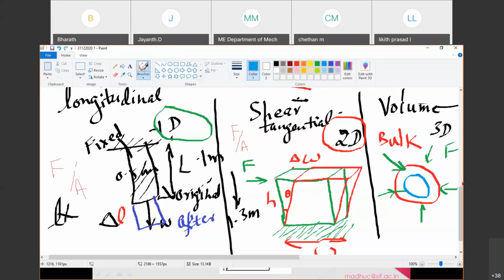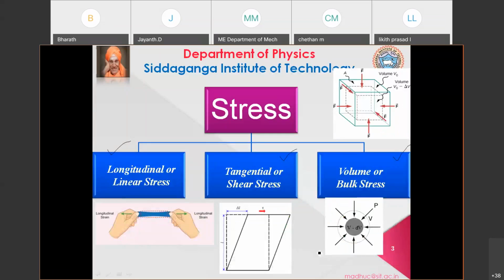This means there is change in three dimensions. In the first case there is change in only one dimension, in the second case there is a change in two dimensions, and in the third one there is a change in three dimensions. Come back to this PowerPoint. The same thing is shown here. Longitudinal or linear strain. Linear means it is in one dimension.